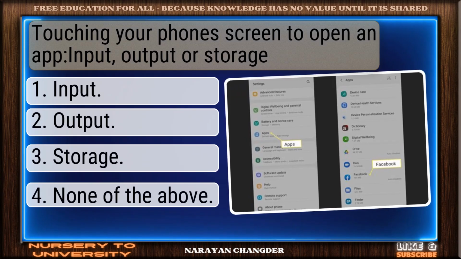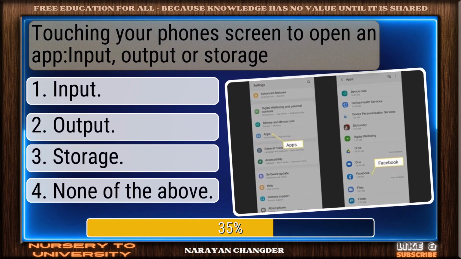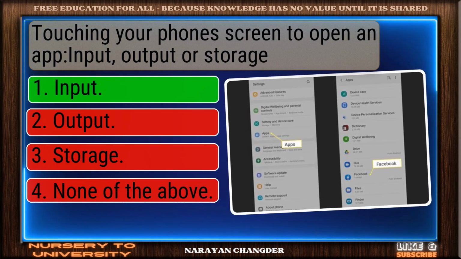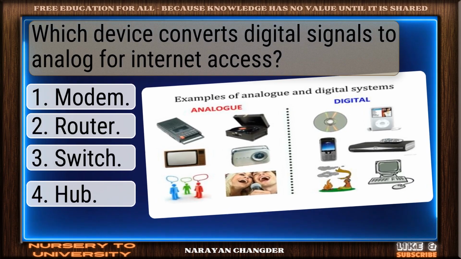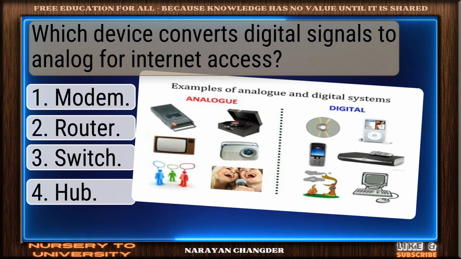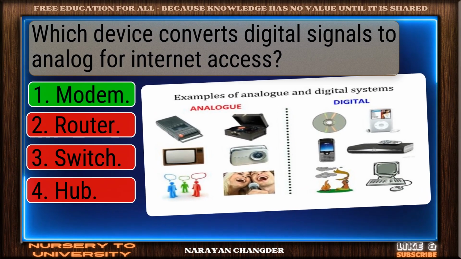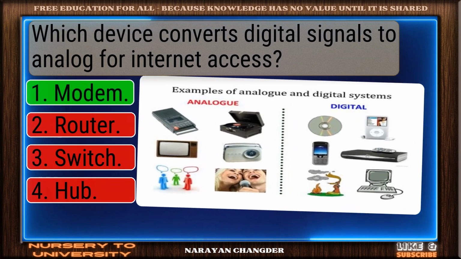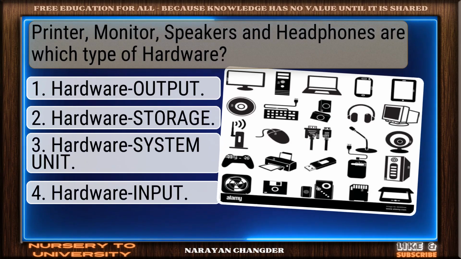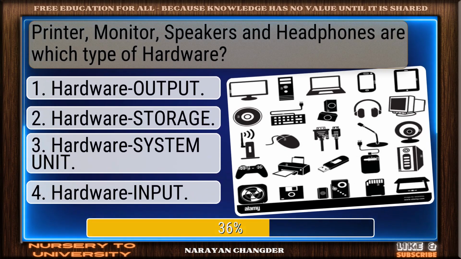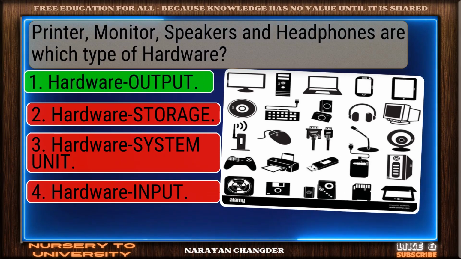Touching your phone's screen to open an app? Input, output, or storage? Great thinking. Input is right. Which device converts digital signals to analog for internet access? You're right. Modem is correct. Printer, monitor, speakers, and headphones are which type of hardware? Well picked. Hardware output is correct.